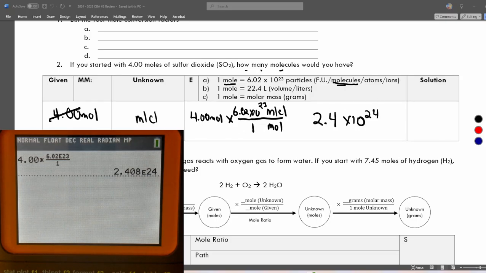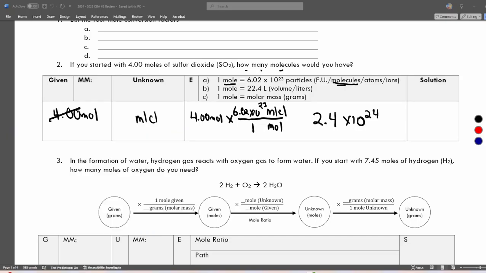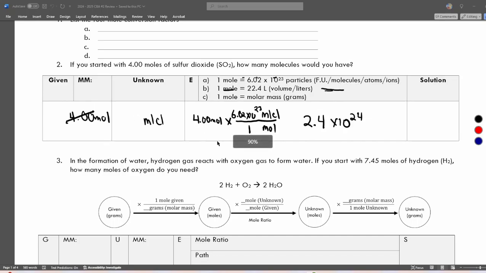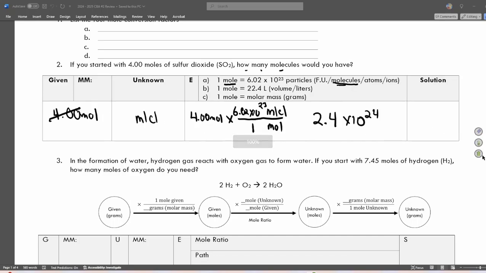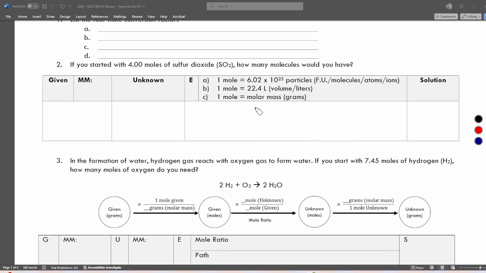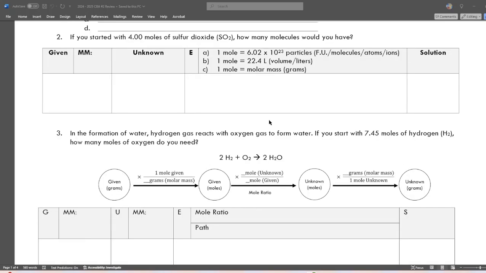I know it's been a while since we've done this, but you will have these numbers. You will have all of these supports for you when you take your test. Okay. Just remember step 1, step 2, step 3. Write your given, multiply by a fraction. Given unit goes on the bottom of your fraction.